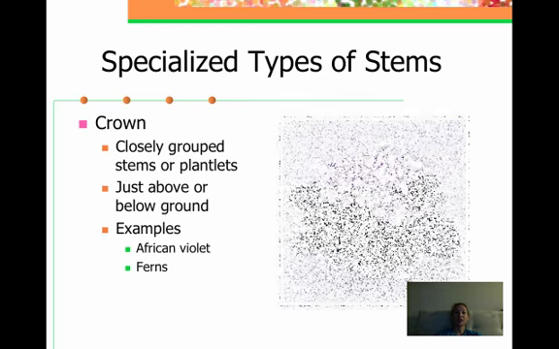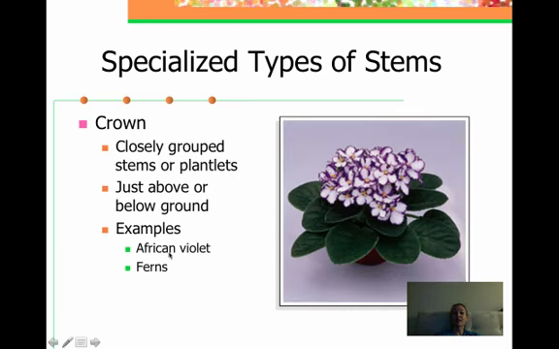A crown. An example of a crown would be an African violet or a fern. We're learning about ferns this week in Plant ID. So that's going to be a lot of plantlets grouped together just below the ground. So when you pass around your fern later in the classroom this week, take a look at the base of those stems, and you can see what a crown actually looks like.